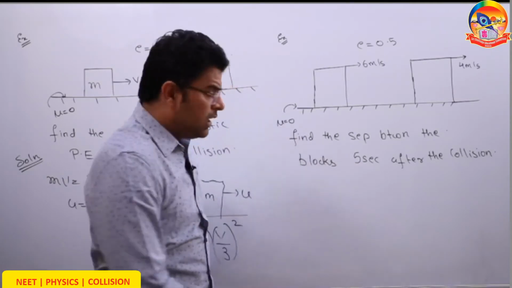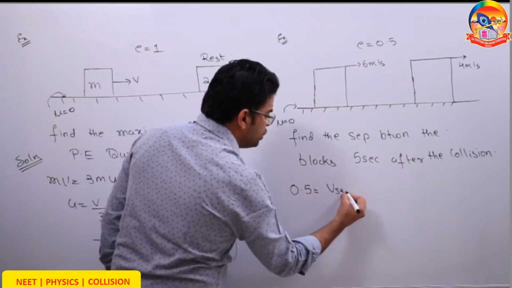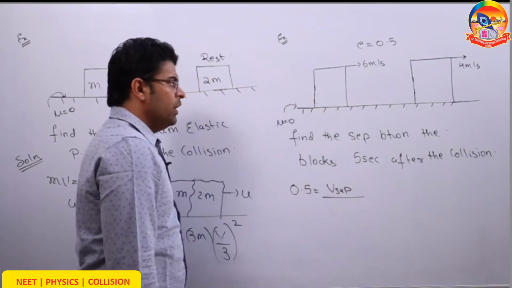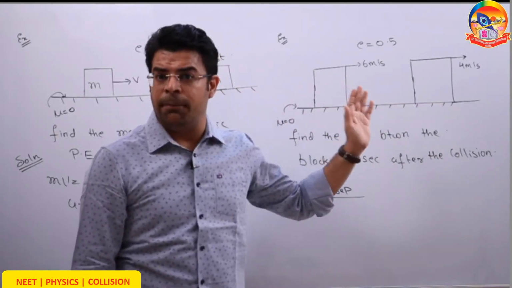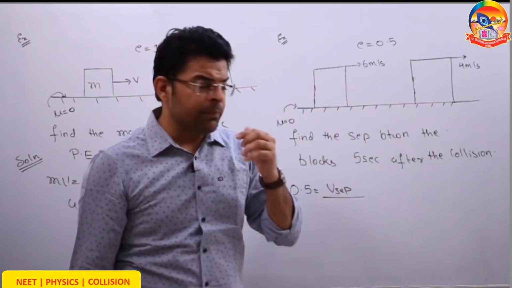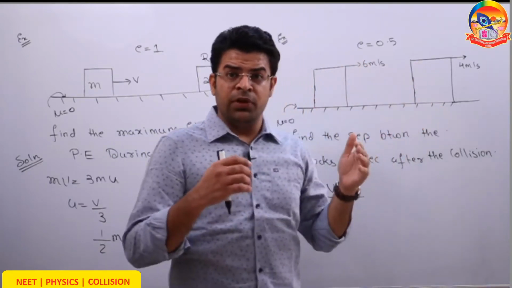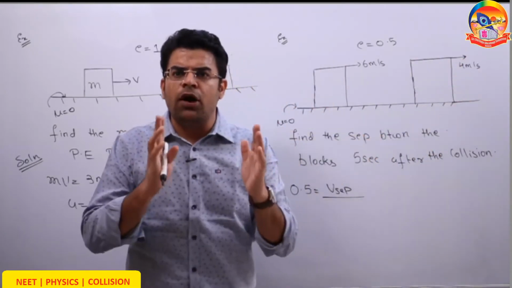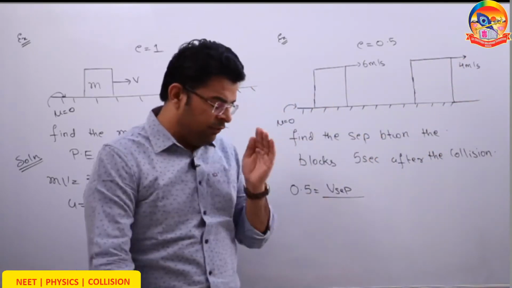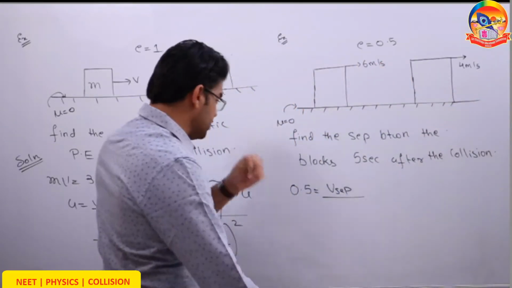You know that coefficient of restitution equals velocity of separation upon velocity of approach. If this is the picture before the collision, I will say that velocity of approach is 2 meter per second. Why? This velocity of 6 meter per second is trying to make them approach each other. This velocity of 4 meter per second is trying to separate them. So what will be the overall velocity of approach? 6 minus 4. So you will write the velocity of approach as 2.